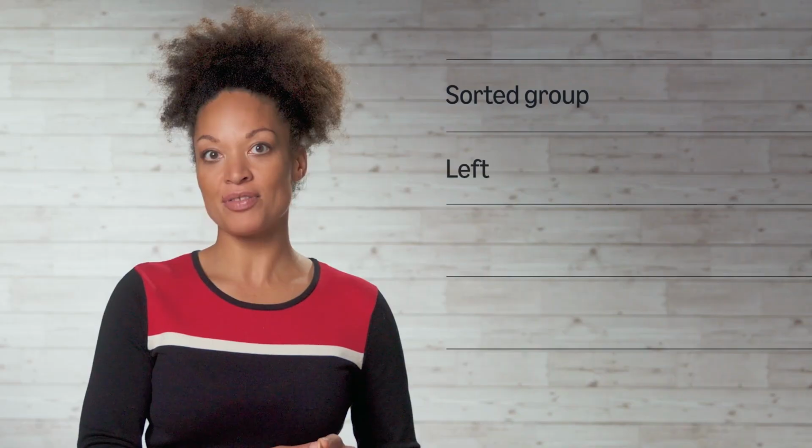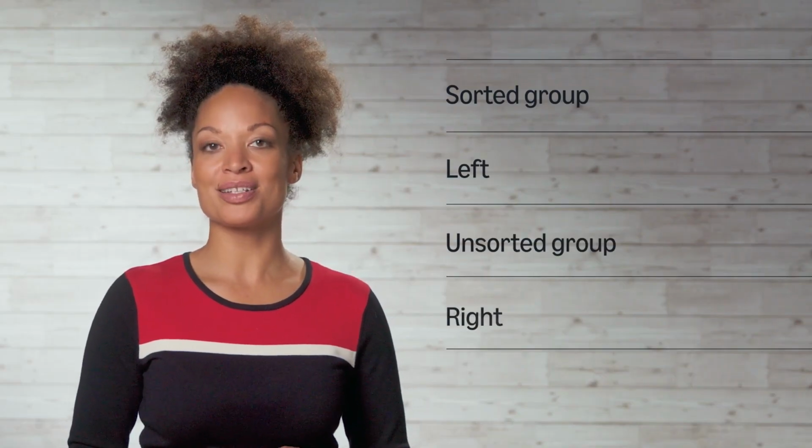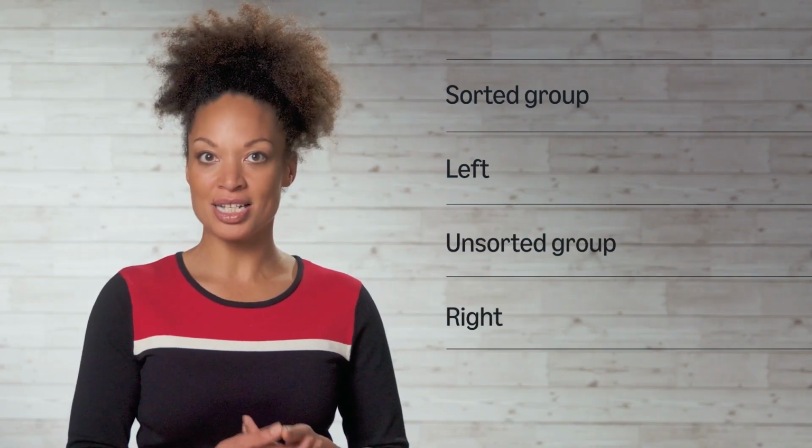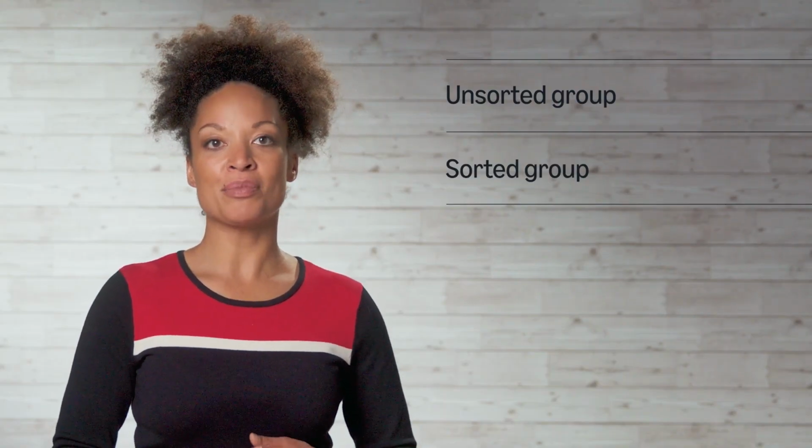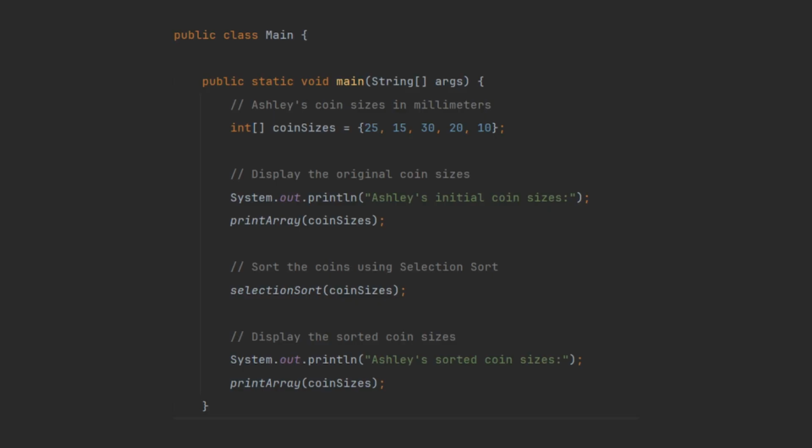How does this relate to a Java program? You can use the selection sort algorithm to simulate the sorting of the coins. The algorithm will split the list into 2 groups, a sorted group to the left and an unsorted group to the right. Similarly to what Ashley did, the algorithm will take the smallest size from the unsorted group and place it in the sorted group. When all the coins are sorted, the algorithm will stop. Navigate to IntelliJ to explore the selection sort algorithm in 4 steps.